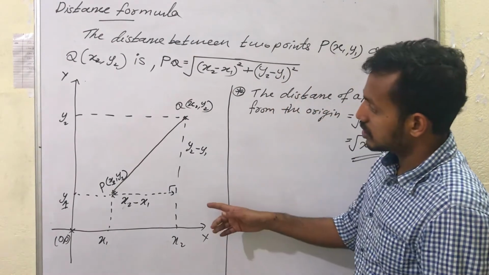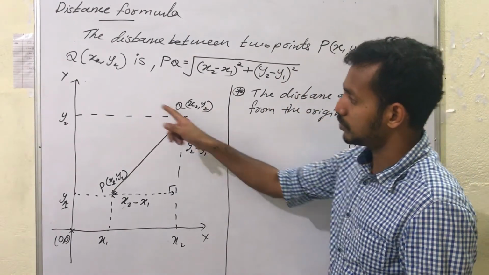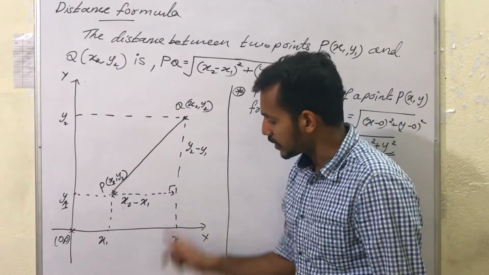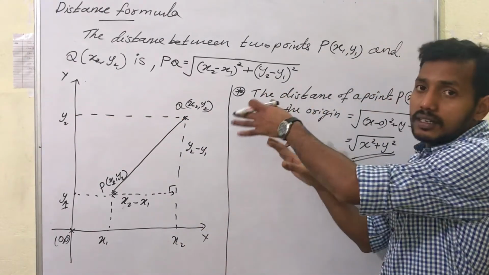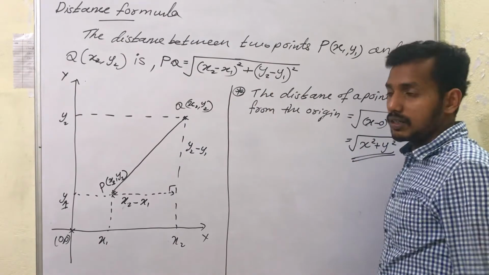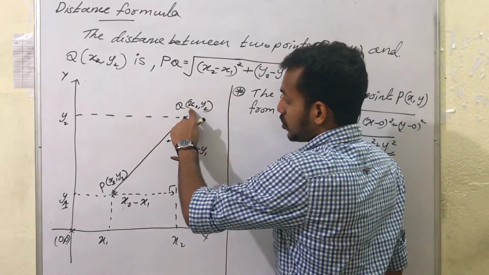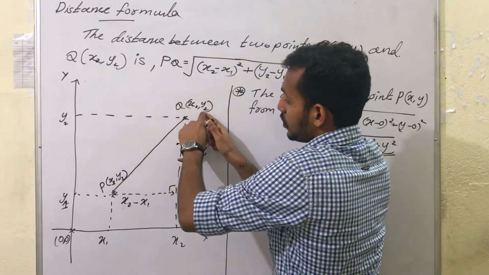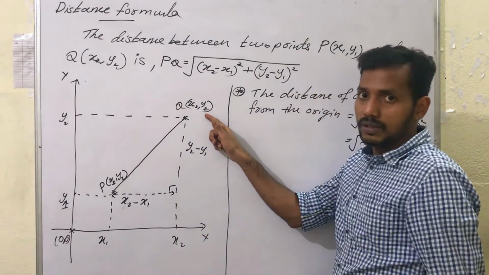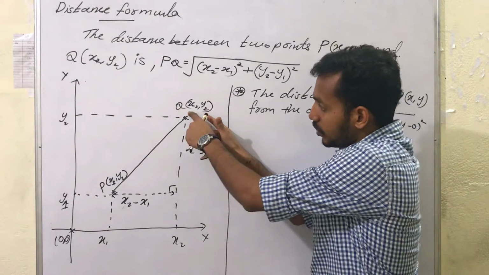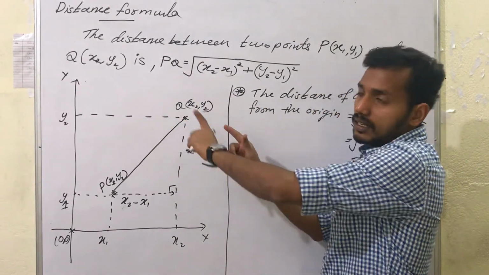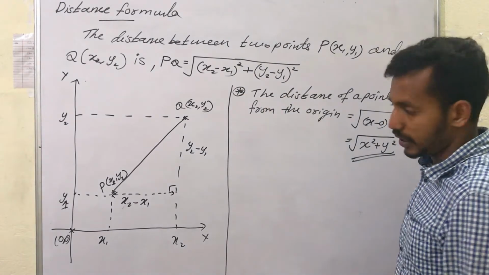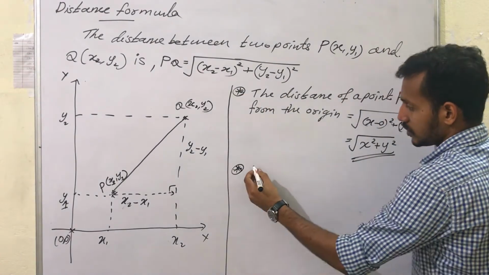What is the distance of a point from the axis, y axis or x axis? This we have already learned, that it's related to the coordinate. As we know that the x coordinate is the distance from the y axis and the y coordinate is the distance from the x axis. So by looking at the coordinates of the point, we can directly say, no need to calculate by using this formula.